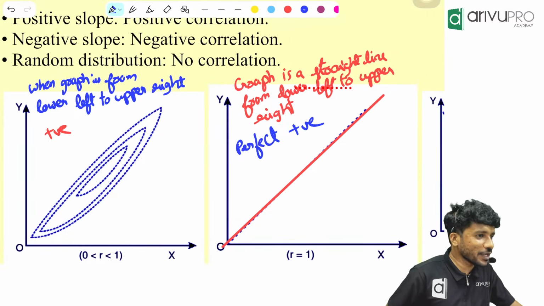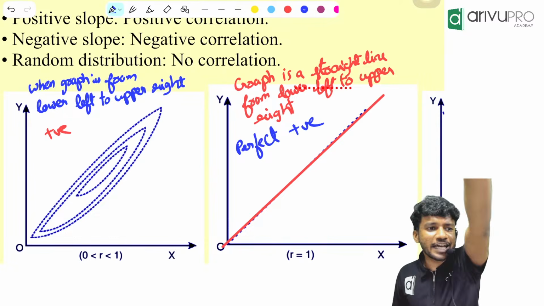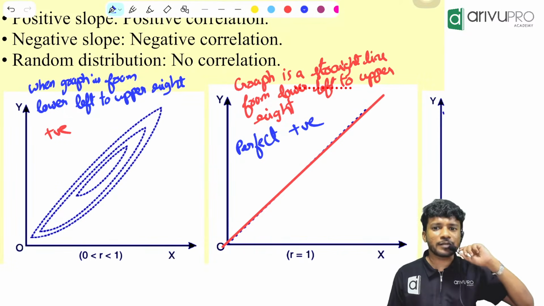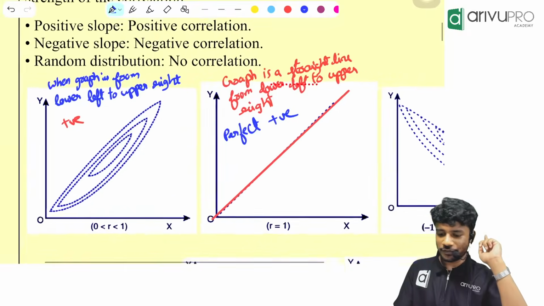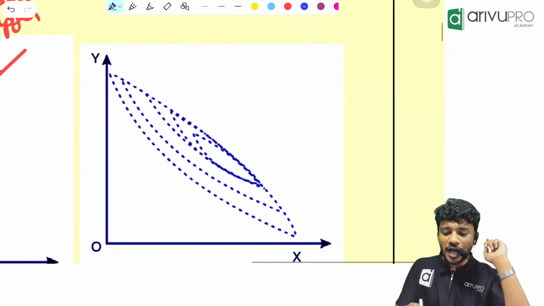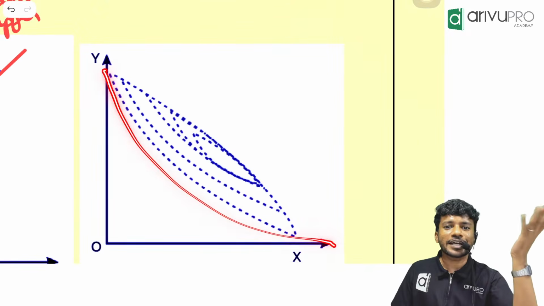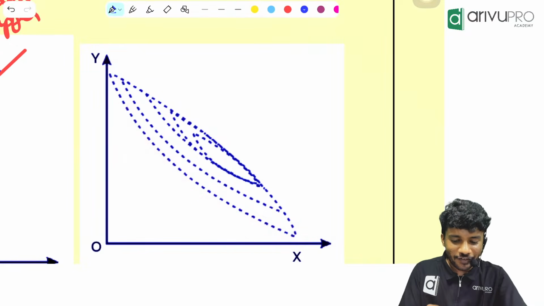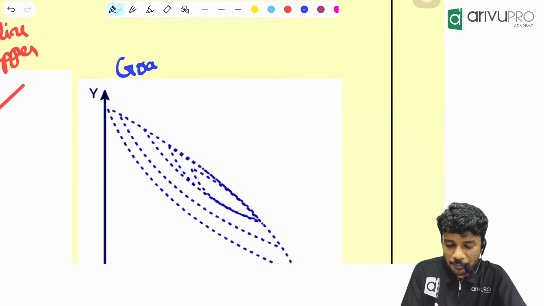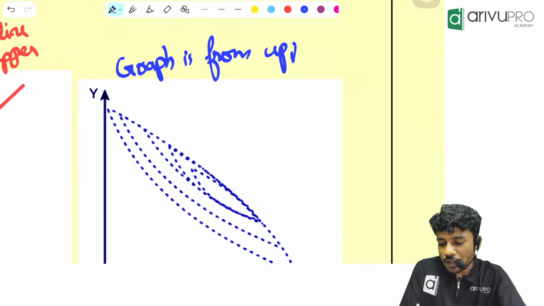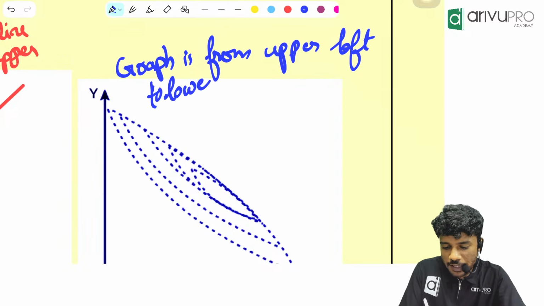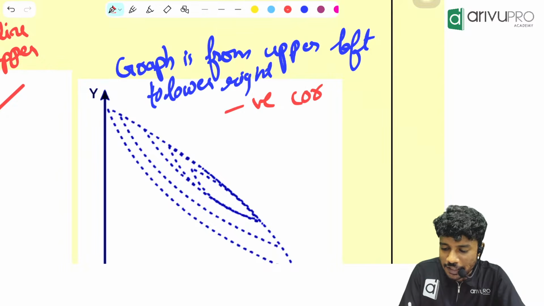Okay. Positive means lower left to upper right. If it is a straight line, we will call it what, people? Perfect positive. Then, what if the graph is from upper left to lower right? Negative correlation. Make a note. Whenever the graph is from upper left to lower right, what type of correlation is it, people? It is called negative correlation.